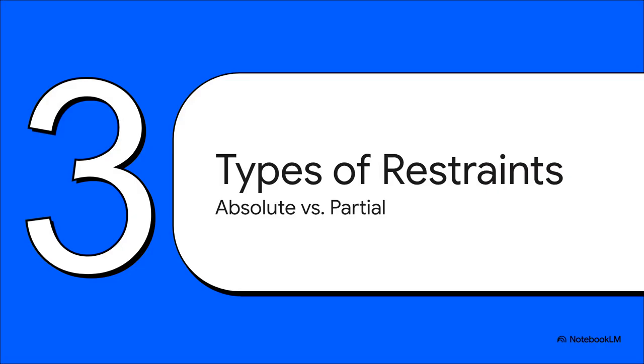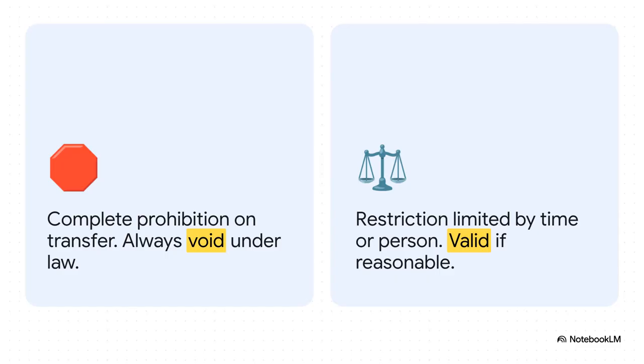Section 3. Types of restraints. The slide clearly contrasts the two concepts. Absolute restraint, complete prohibition on transfer, e.g., A shall never sell the property. This is void. Versus partial restraint, restriction limited in scope like time, person, or manner. This is valid only if reasonable.